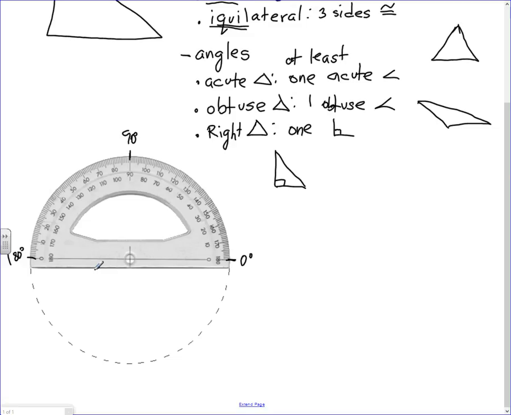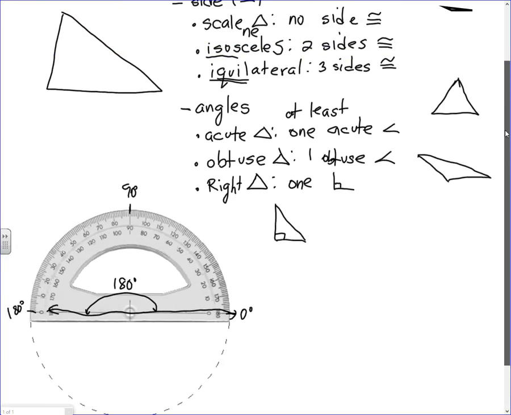So what that tells me is the following. If we have an angle that is a straight line, then the measurement from this side all the way over here will be 180. Anytime you have a straight line, it is 180 degrees. We're using that fact, okay? So a straight line would always be 180 degrees.